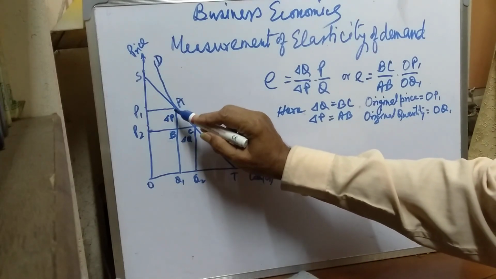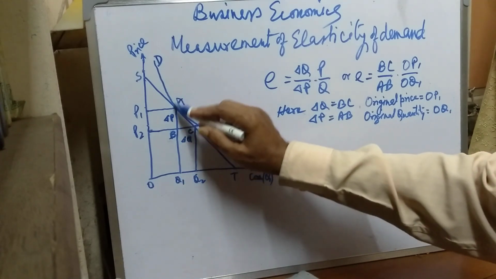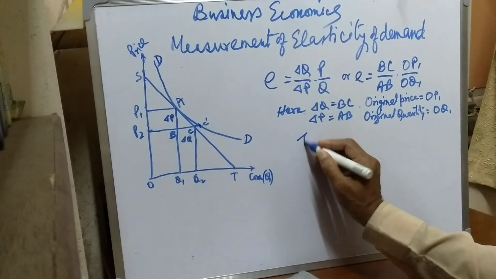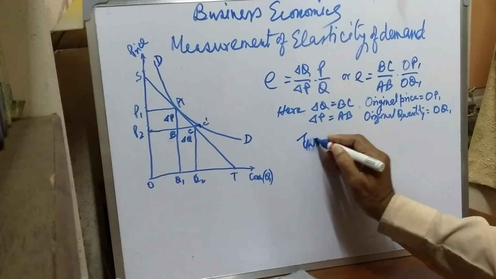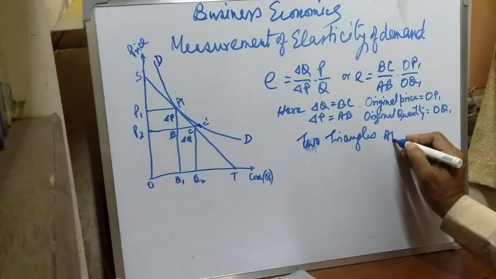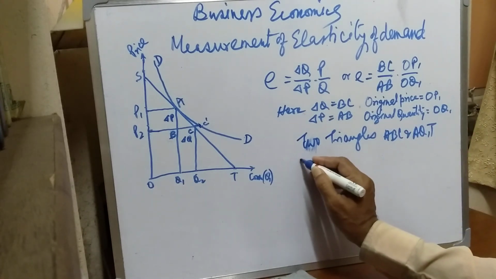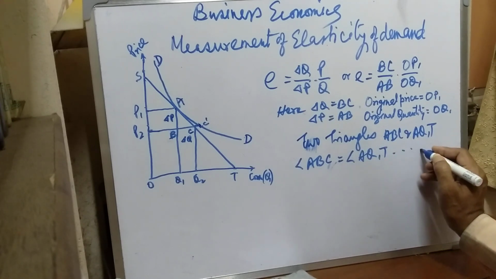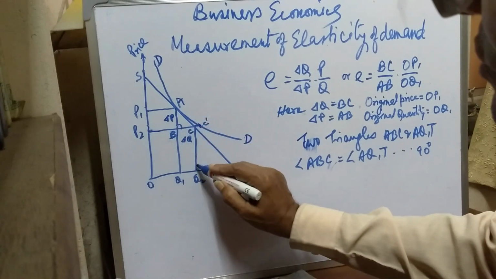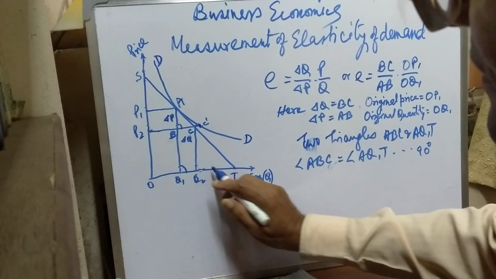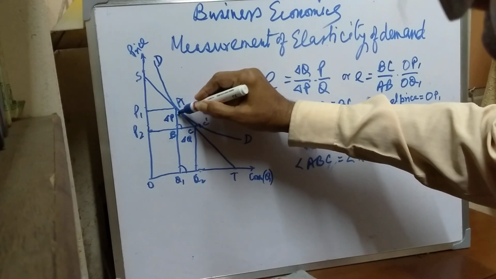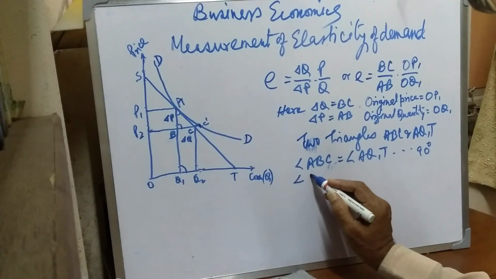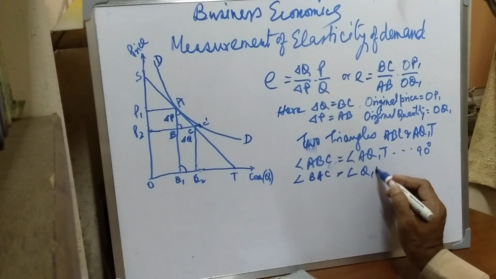Now, measurement of elasticity can be shown in this form. Here we find two triangles, ABC and AQ1T. Both triangles we have to discuss for elasticity at point A. Angle ABC equals angle AQ1T, both are 90 degrees. Again, angle BAC is the same angle in both triangles, BAC and Q1AT. So angle BAC equals angle Q1AT, the same angle.